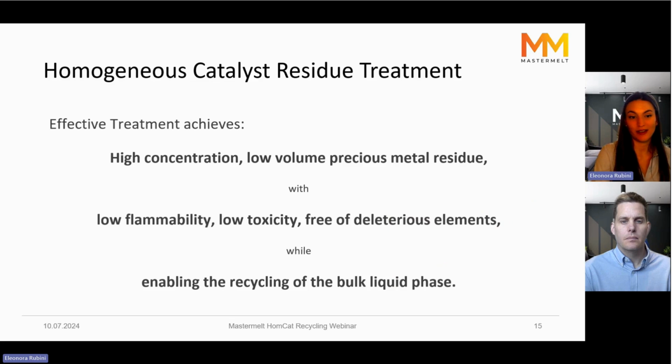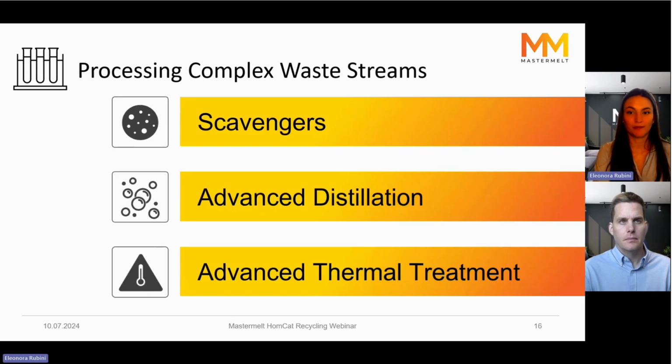There are a couple of points. We're trying to achieve a high concentration of precious metal, low volume of residue with low flammability, low toxicity, and free of deleterious elements. And only with these characteristics will we achieve the best recovery rates. So maybe now Adam can explain a little bit what the different processing streams are that we can do for these complex wastes.